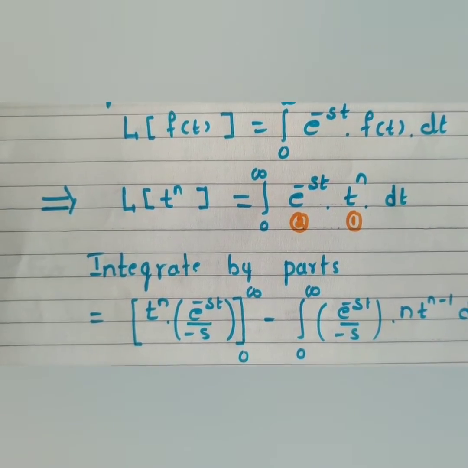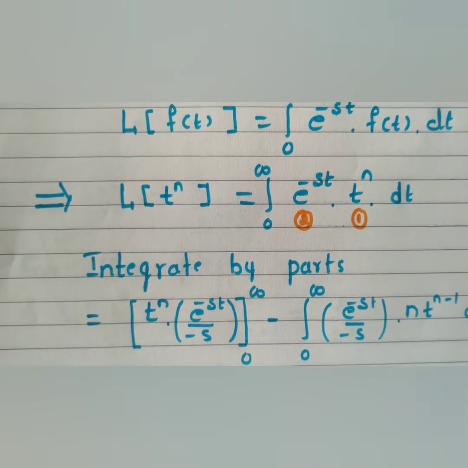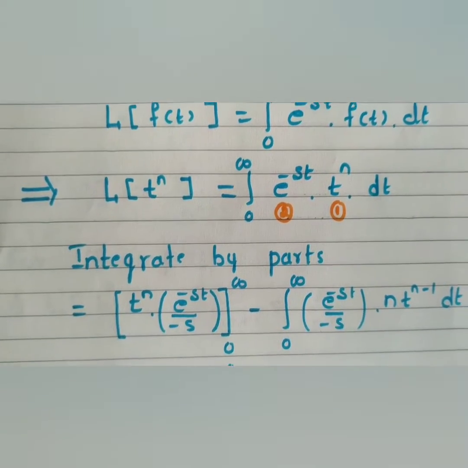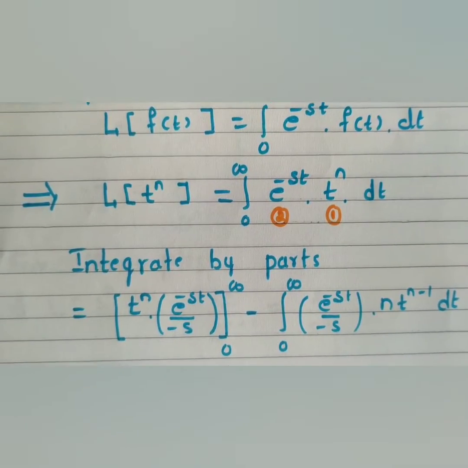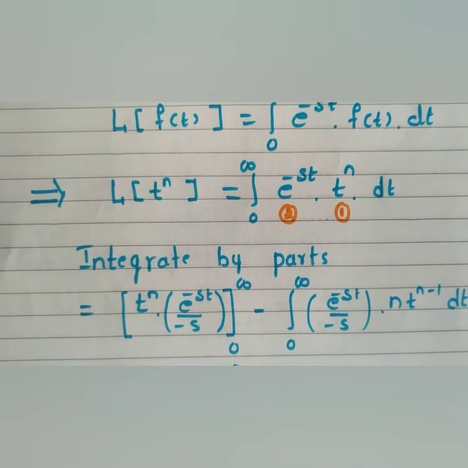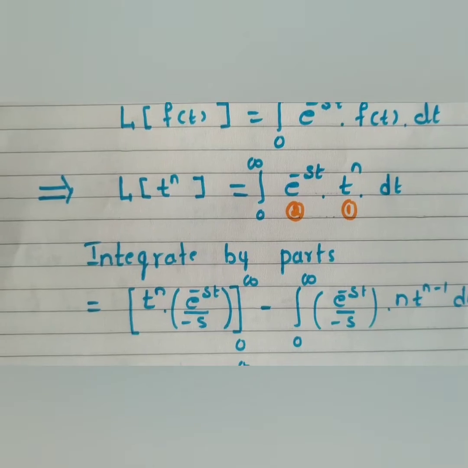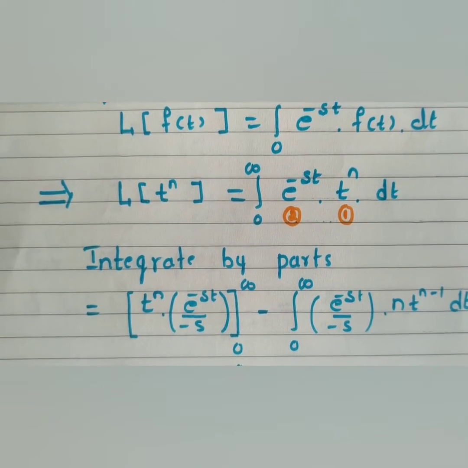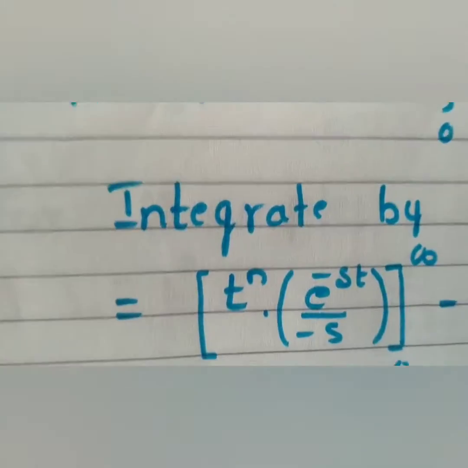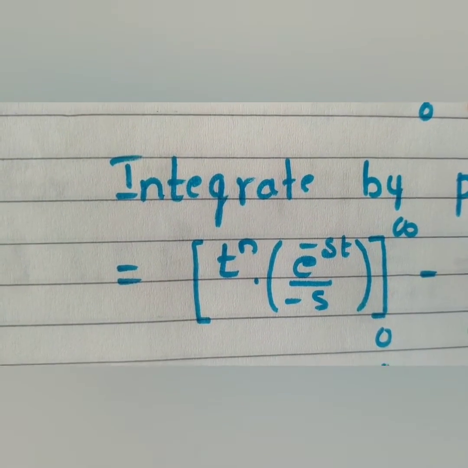The integration of e raised to minus st is e raised to minus st divided by minus s, minus, again the integration from 0 to infinity: rewrite the integrated function e raised to minus st by minus s and differentiate the first function t raised to n, the derivative being n into t raised to n minus 1 dt. That is by integration by parts. Let me recall once again: what is integration by parts? Keep the first function as it is, integrate the second function, minus the integration of the integrated function and the differentiated first function. Now the first bracket is t raised to n into e raised to minus st divided by minus s, with limits 0 and infinity.